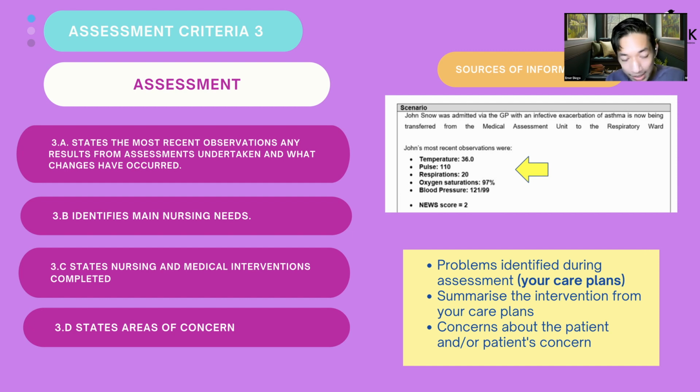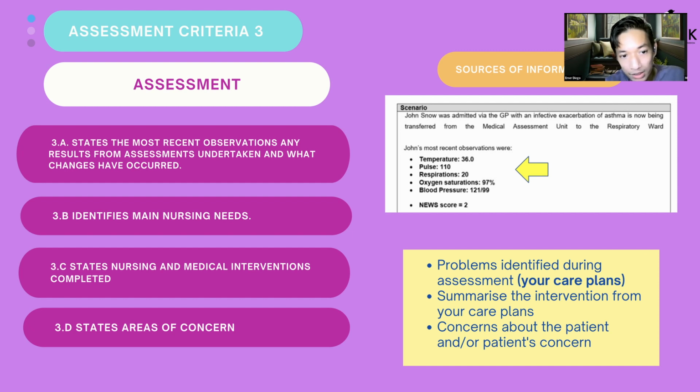Let's say on the example here, the patient's NEWS score is 2. Probably during assessment, the NEWS score was, let's say, 7. Now it's down to 2. You have to compare that. Any questions so far with regards to 3A? I will give you an example in a bit.